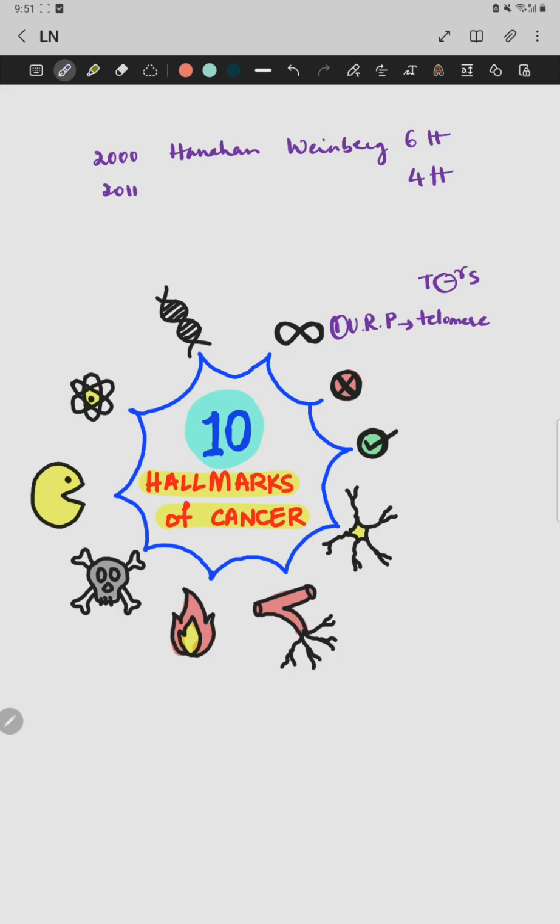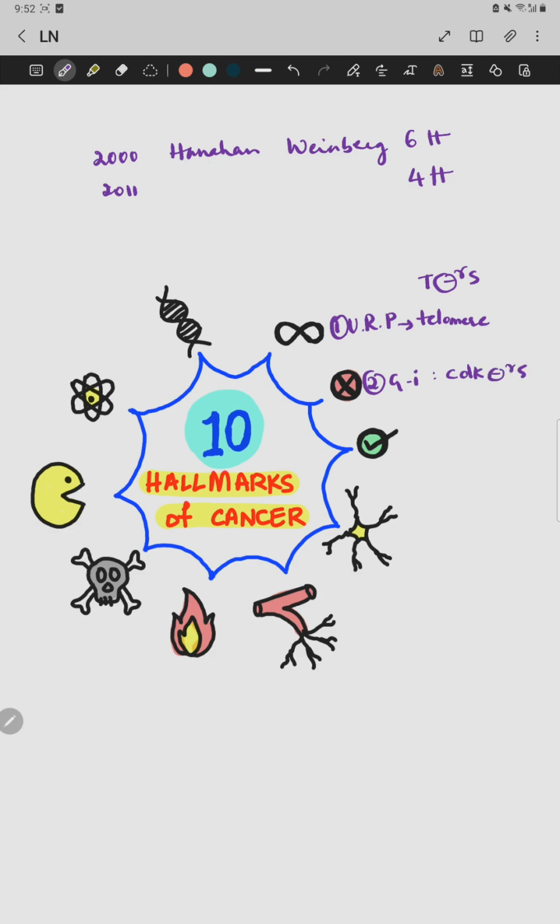Now next is evasion of growth inhibitory signals. The mutation acquired due to this process, or the gene silencing, sometimes interferes with the inhibition pathways. To target this, we can use CDK inhibitors.